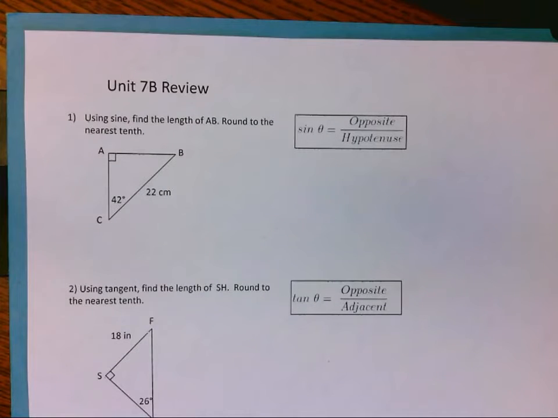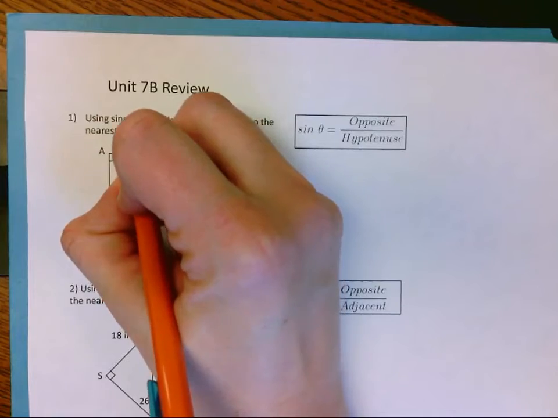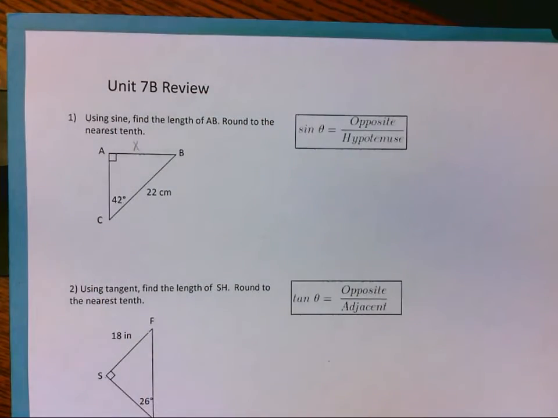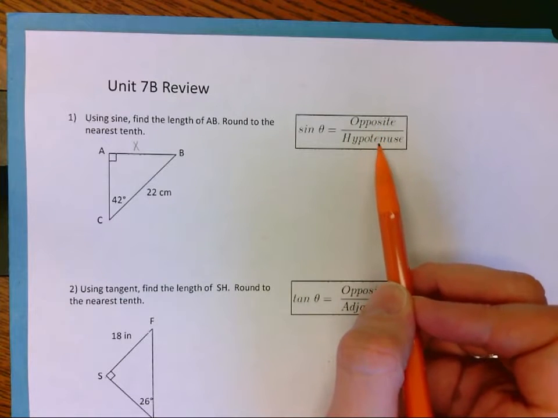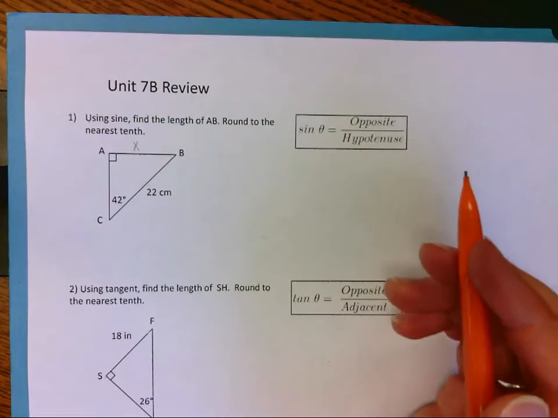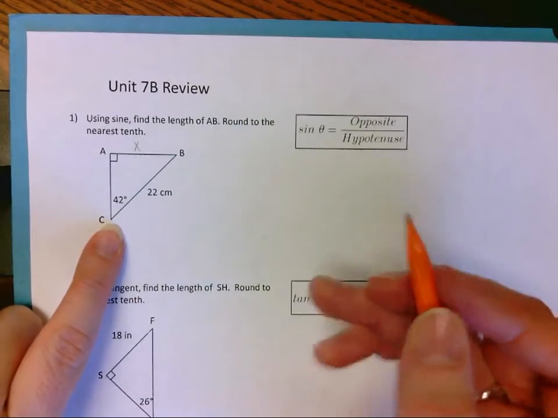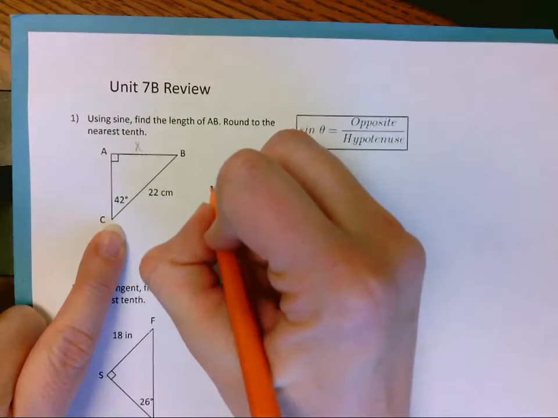Unit 7B Review. Example 1. Using sine, find the length of AB, round to the nearest tenth. I'm going to let X represent side AB. Using sine, we need the opposite leg divided by the hypotenuse. Using angle C, the opposite leg is AB.